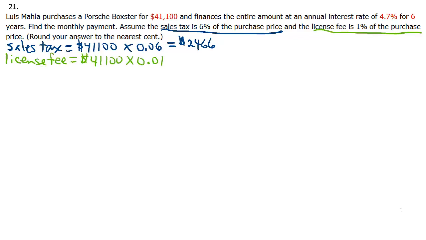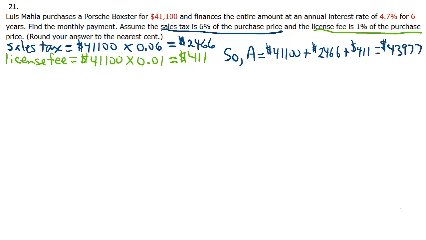It's 1% of the purchase price, so you take 0.01, 1% is 0.01, and multiply it by $41,100 and you get a license fee of $411. So it's the price of the car plus the sales tax plus the license fee. Those three numbers added together give you $43,977. So Luis is going to get a loan on that amount.